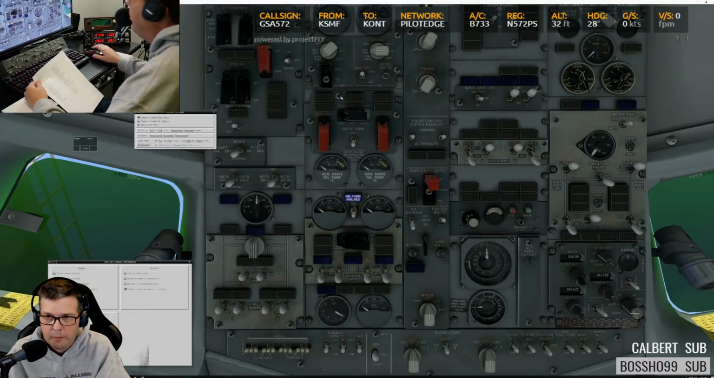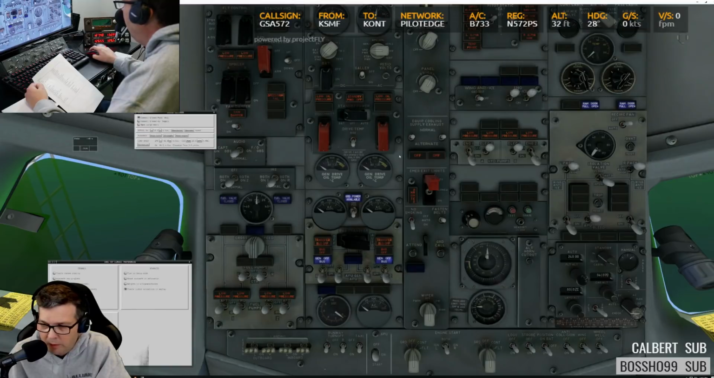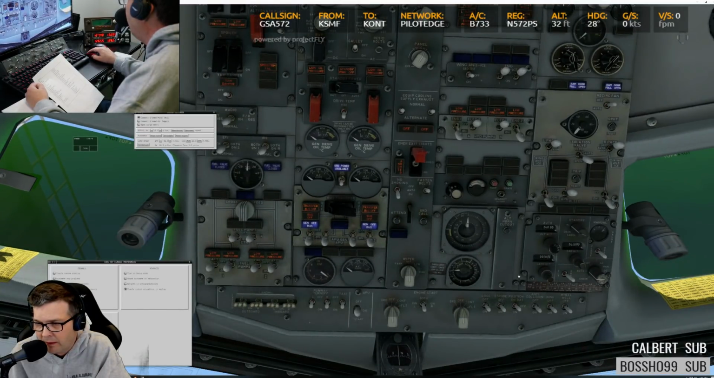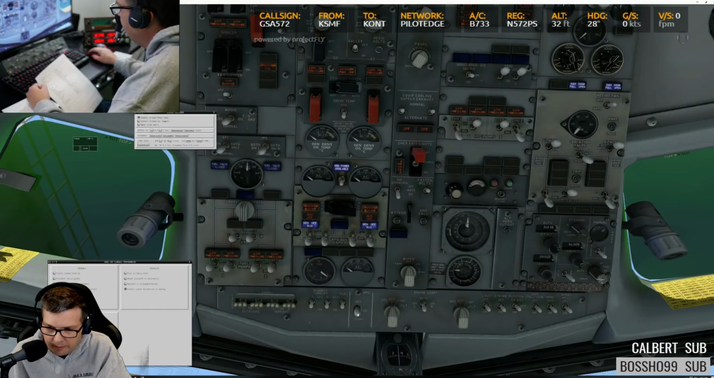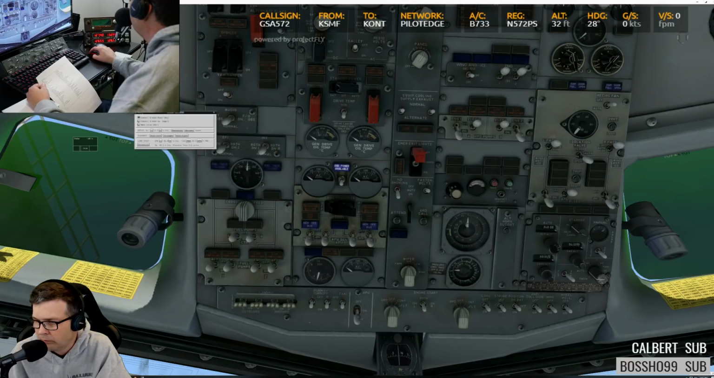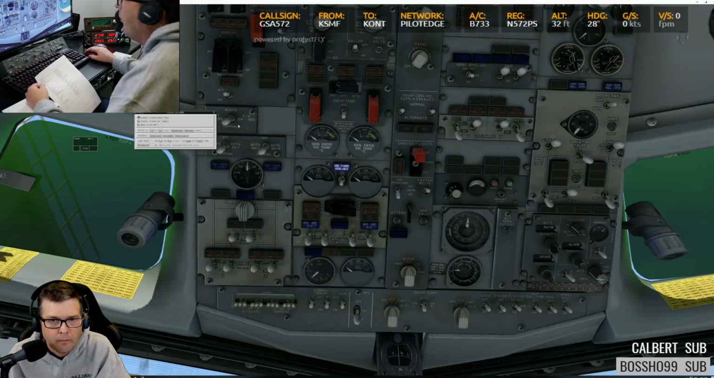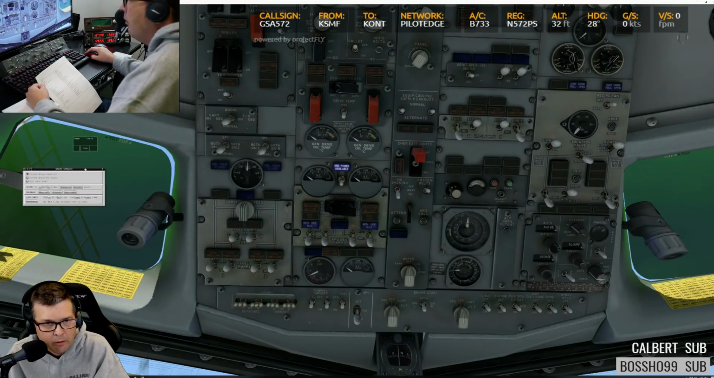Alright, we'll go battery on. Position on bat. APU start. 31000. I'll leave that up there because it has my gross weight.